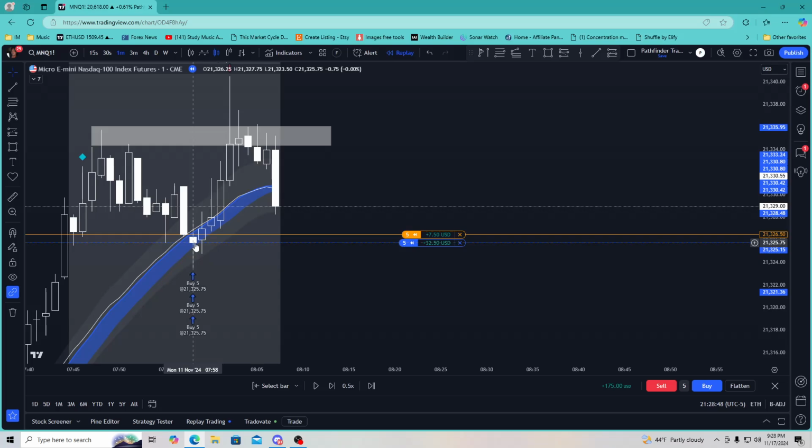I can take a picture if you want. I believe you. Is the closing price on that candle 21,325.75? Yeah. Okay, so same. So it's possible. I can take a look at the algorithm and make sure it's exactly the same for you.